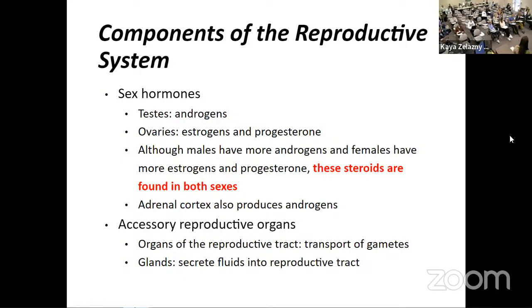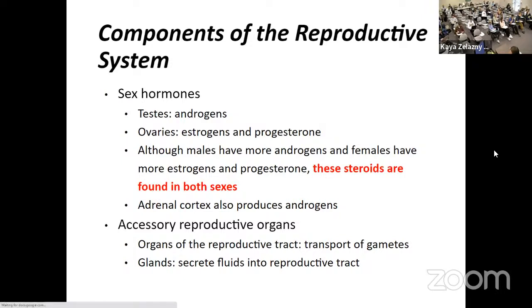Accessory reproductive organs are going to be things like organs of the reproductive tract. So we are also thinking about some of those as we're thinking about development. We're going to be thinking about these structures that are going to transport gametes, so structures that will move the sperm, structures that will move an egg cell. We also have glands that secrete fluids into the reproductive tract that are important for nourishing some of these structures.